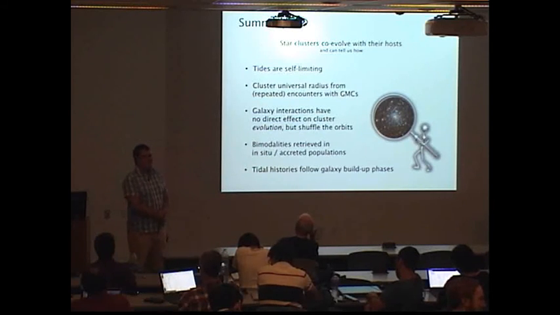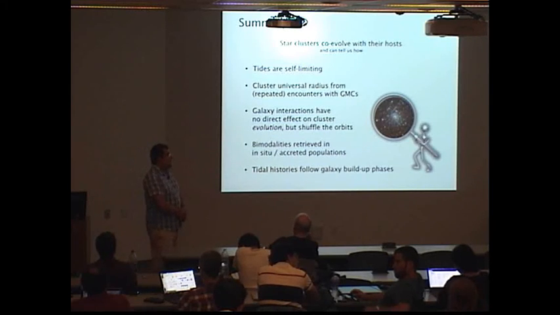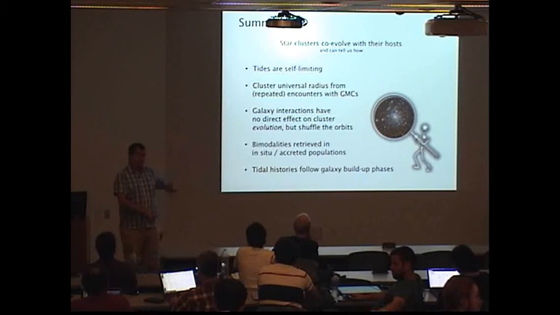Can I ask another question? You mentioned at the beginning that galaxies have dark matter halos. So do your star clusters form in mini dark matter halos, which are subsequently stripped? Some of them at the very high redshift, yes.